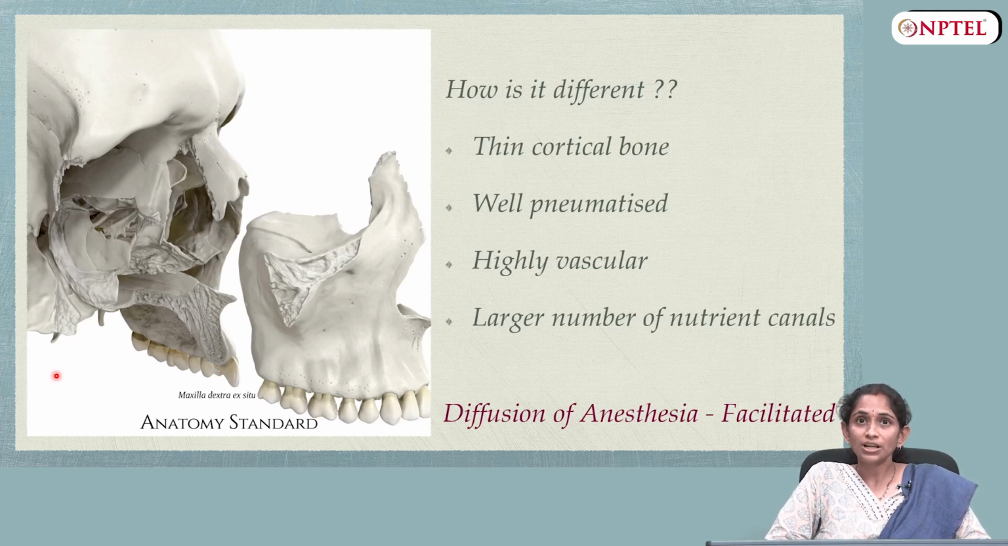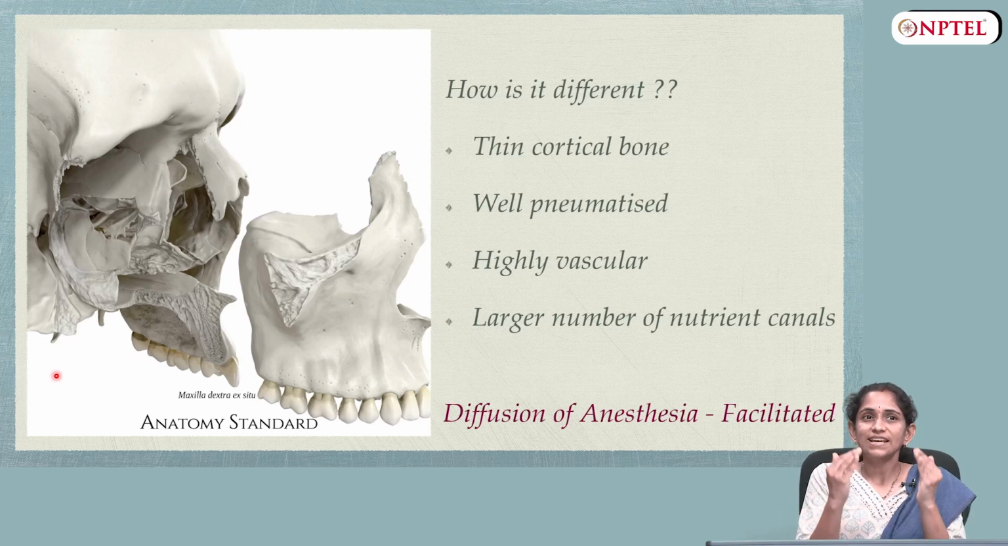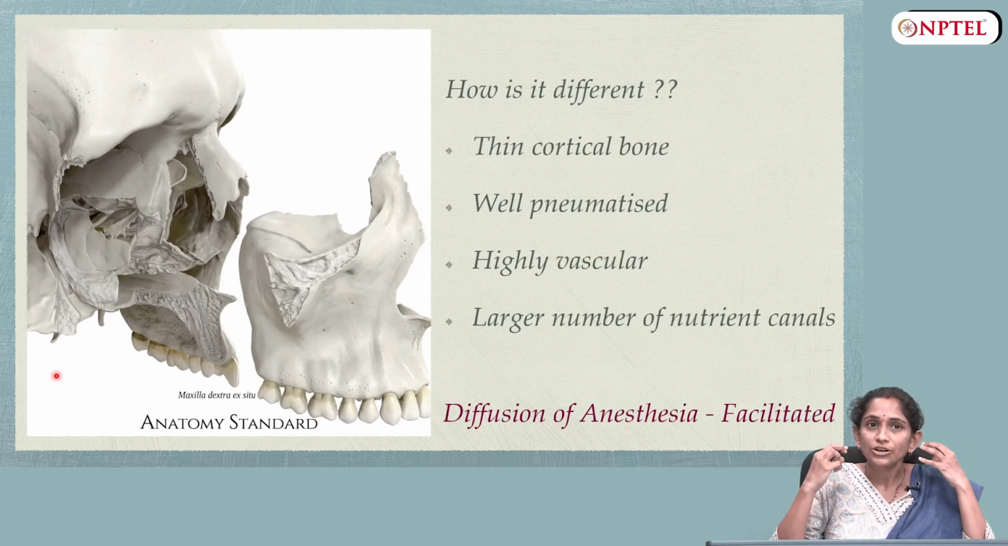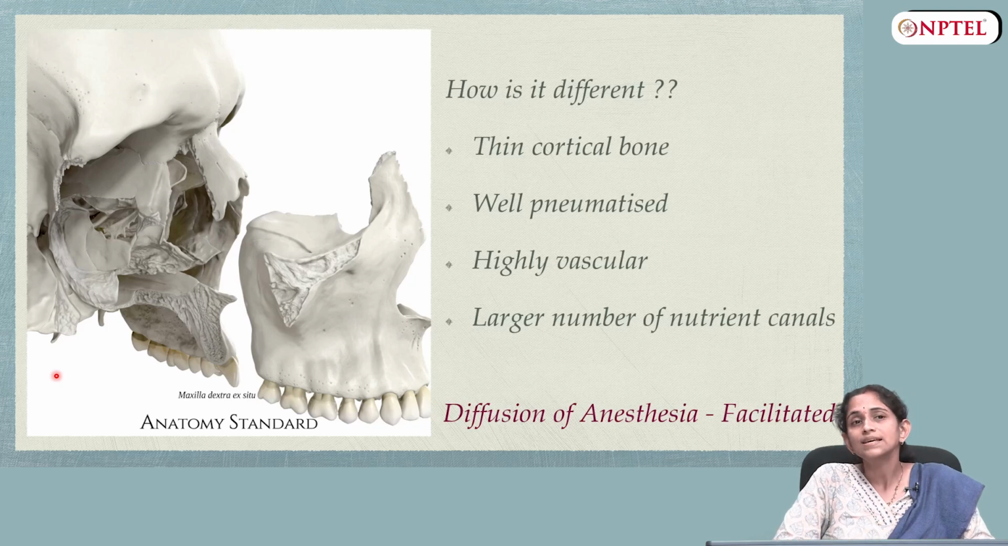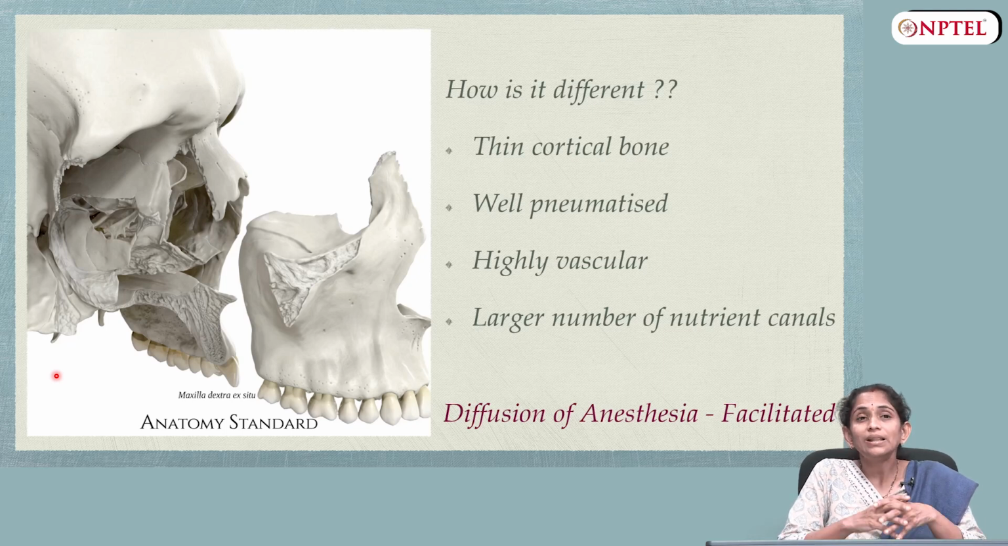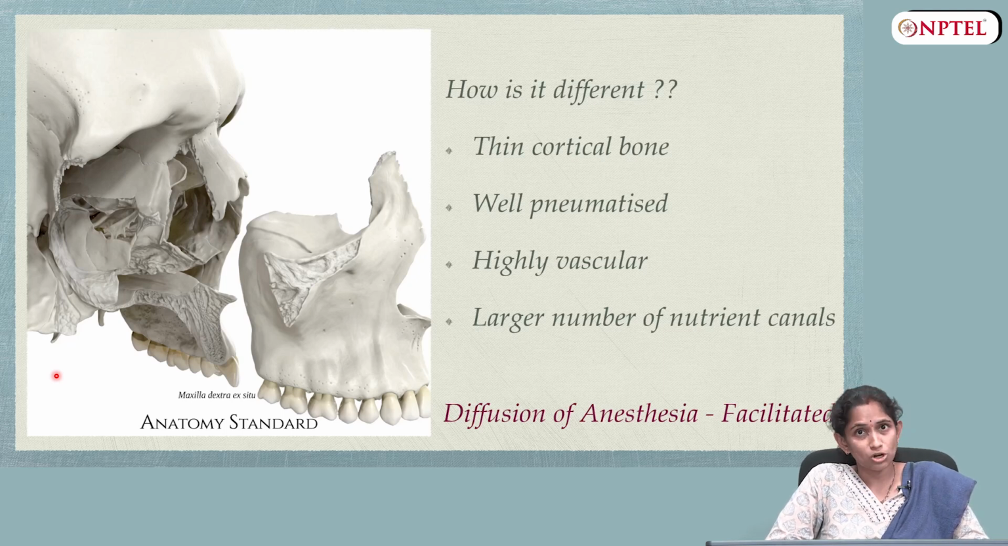Because of the thin cortical bone, the local anesthesia easily tends to penetrate through the nutrient canals and also the thinner cortical bone and reaches the teeth. Hence, most often a supraperiosteal block in terms of infiltration always works well in maxilla. However, when you look at the mandible, the difference is that the mandible has an extremely thick cortical bone which has a very minimal number of nutrient canals, because of which infiltration often does not work.